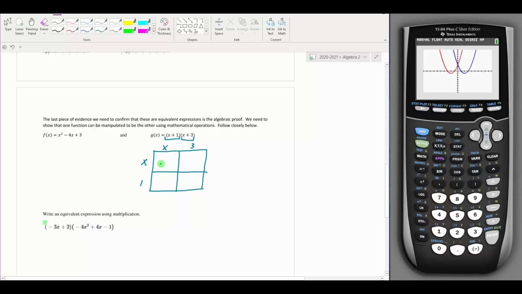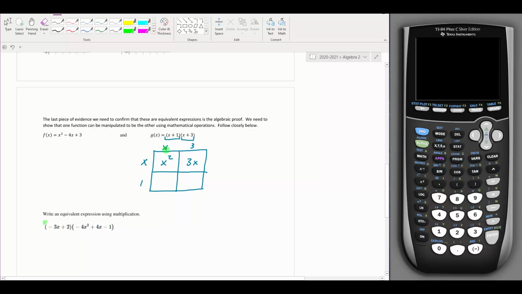Then we go through and we multiply to find the areas of each of the 4 smaller boxes inside. So to find the area of this one, we would do x times x, which gets me x squared. Then to find the area of this box, we would do 3 times x, which gets me 3x. Here we would do x times 1, so that would just be x. And then 3 times 1 is 3. Then we add up the 4 boxes, right? So we would say x squared plus 3x plus x plus 3. And then make sure you combine any like terms, right? So for instance, 3x and x could be combined, so we would get x squared plus 4x plus 3.